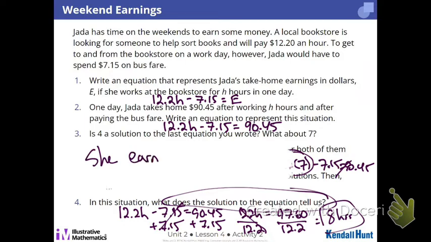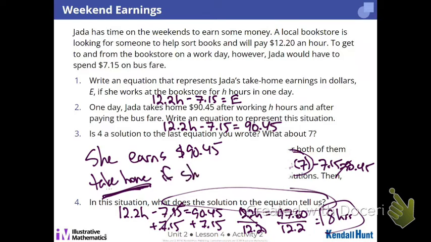Hey, wait one second, guys. She earns $90.45 take home. That's right here, that's the important part. Take home if she works 8 hours. That's what the answer means in context. That's the whole big deal.